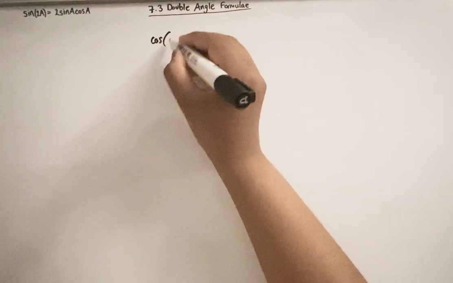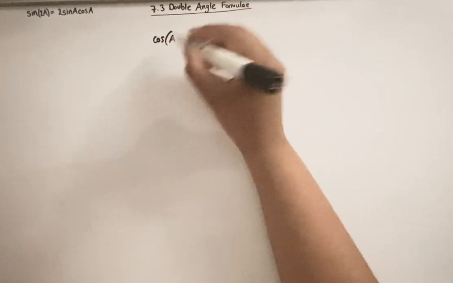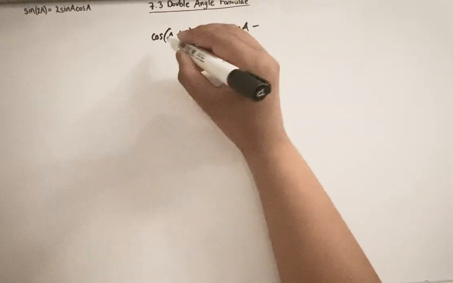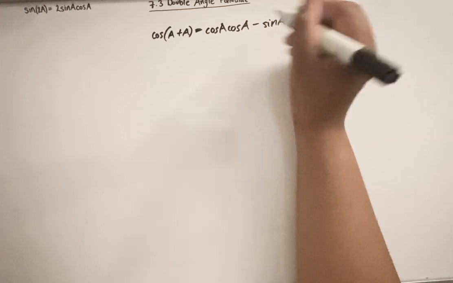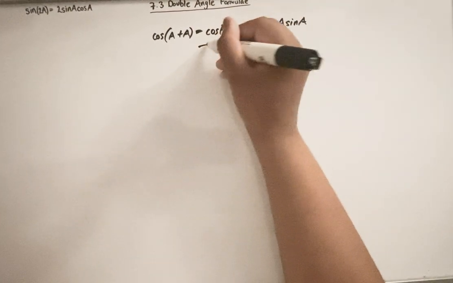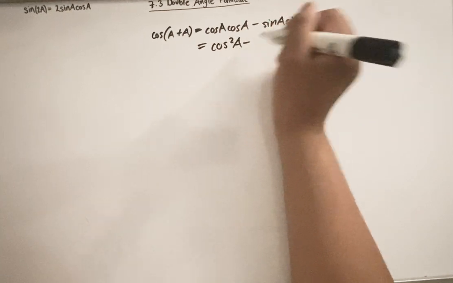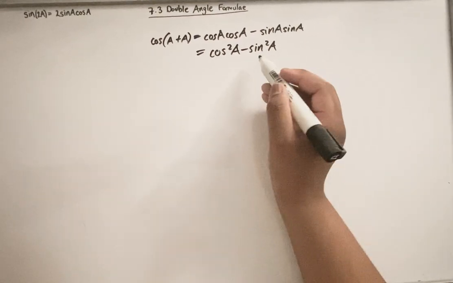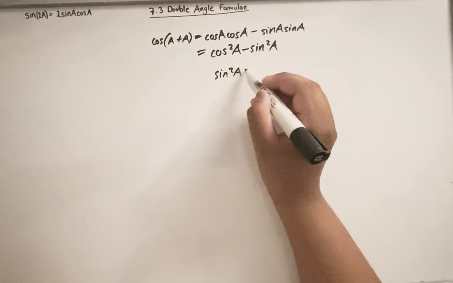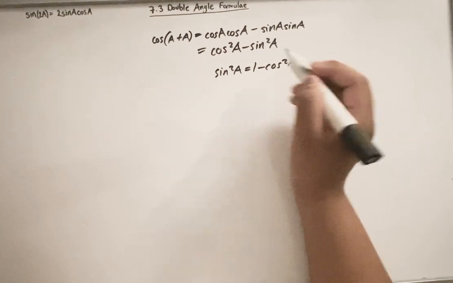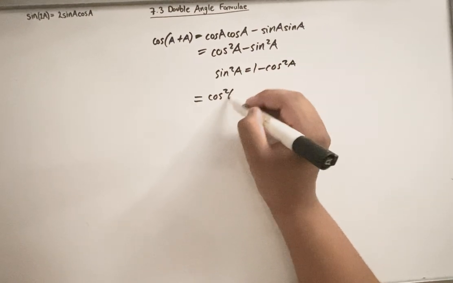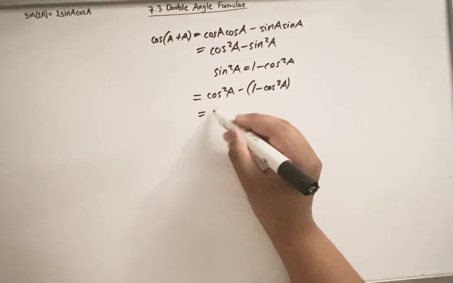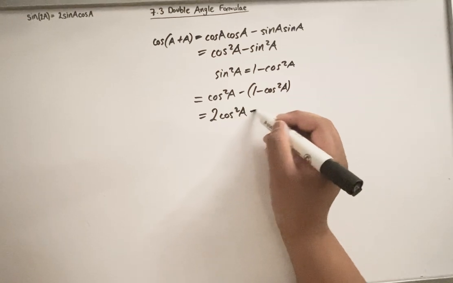For cos of a plus a, we know it's going to be cos of the first a multiplied by cos of the second a, subtract sine of the first a times sine of the second a. And so this is cos squared a minus sine squared a. Now there are two other forms that you can write this as. Sine squared a is equal to 1 minus cos squared a. This is going to be equal to cos squared a minus 1 minus cos squared a. And after expanding, you get 2 cos squared a minus 1.